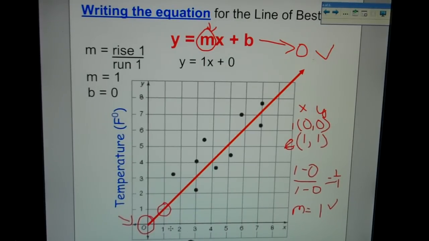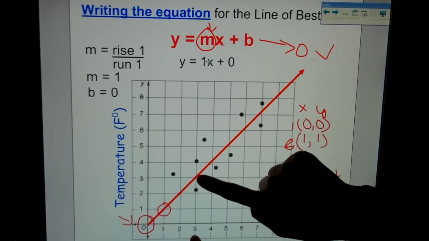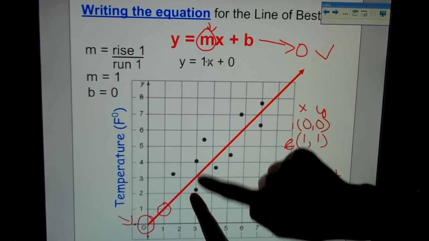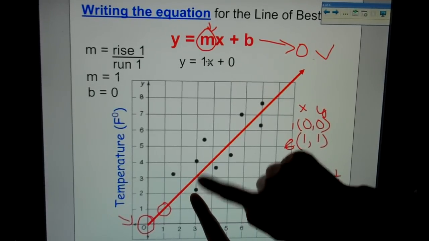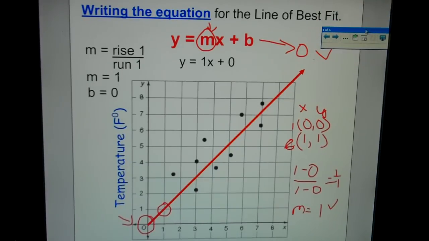So let's plug in 3. If I plug in 3 for x, okay, 1 times 3 is 3. So y should equal 3. Okay, well, I go over to x is 3 and y is 3. Well, that puts me on the line, but did that give me my point? No, but it's pretty close to it, okay? It's pretty close, and that's what you're looking for. It's a line of best fit. It's not perfect. It's the best fit.